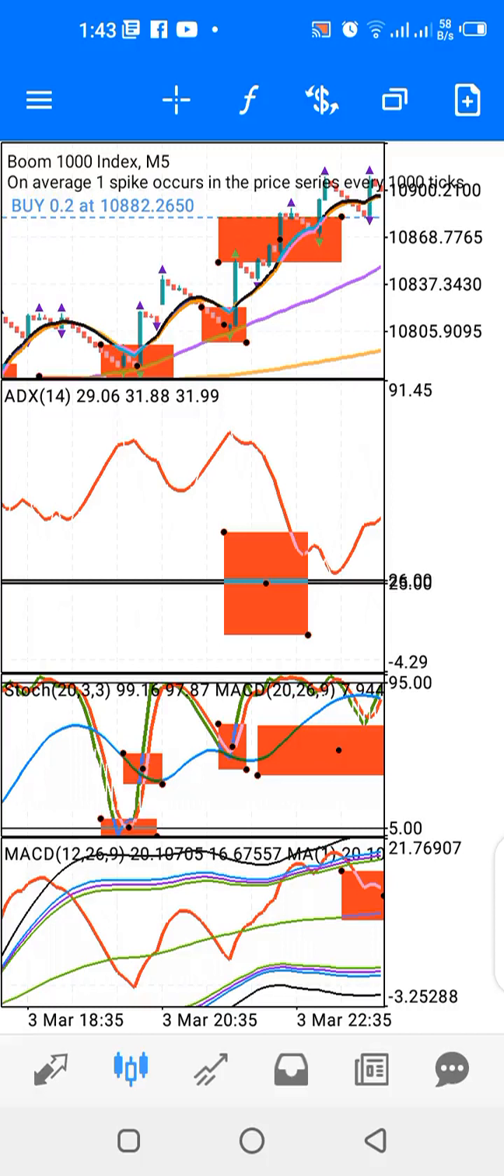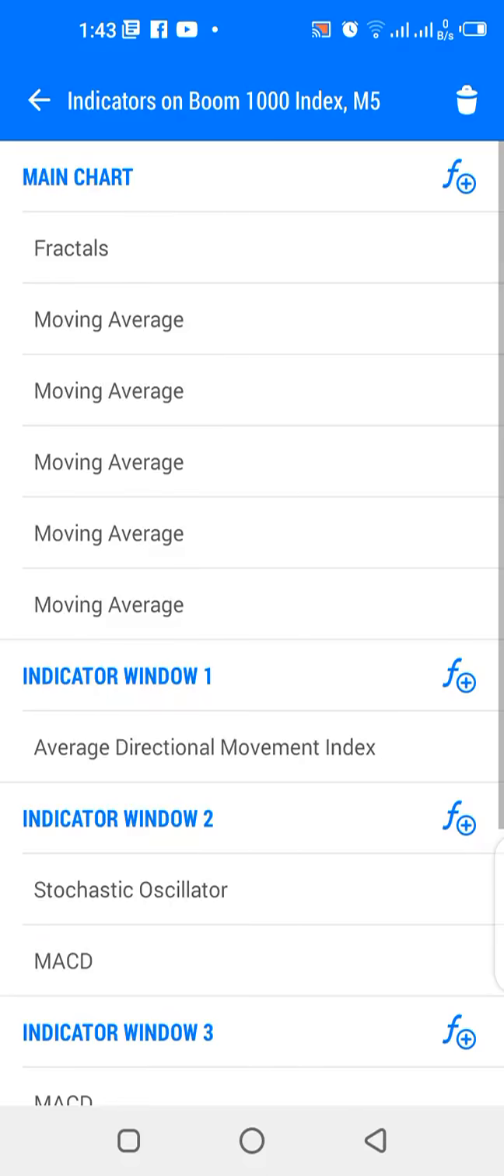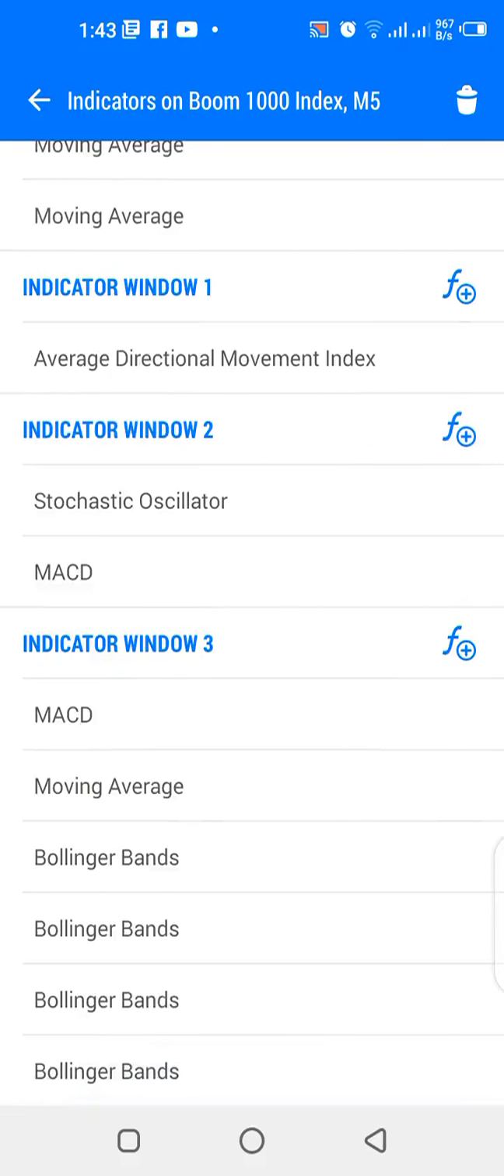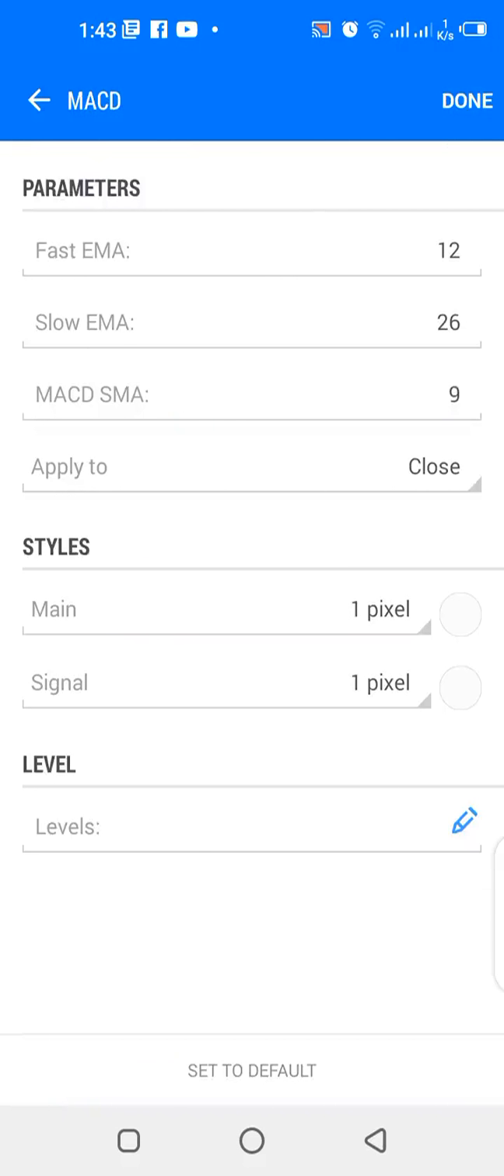So that's that for indicator window 2. Let's look at how you can use indicator window 3, which is the final indicator window. Let's look at the settings. You have MACD. The fast EMA is 12. Slow EMA is 26. MACD SMA is 9. Apply to close. The color of the main and signal star will match the background color.